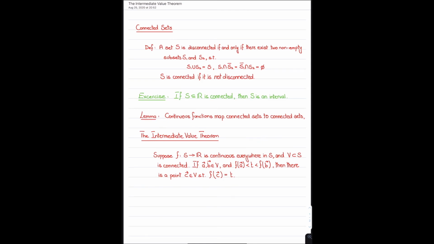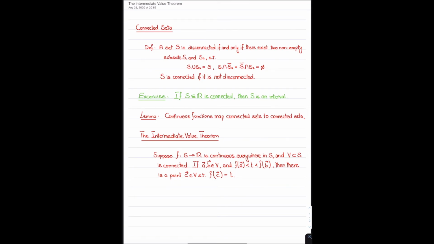So in this video, I am going to present to you the proof of the intermediate value theorem. There are three essential things that we need to go over. The first thing is the definition of connected sets. Then we need to prove a lemma that continuous functions map connected sets to connected sets. And then finally, we will write the proof of the intermediate value theorem.